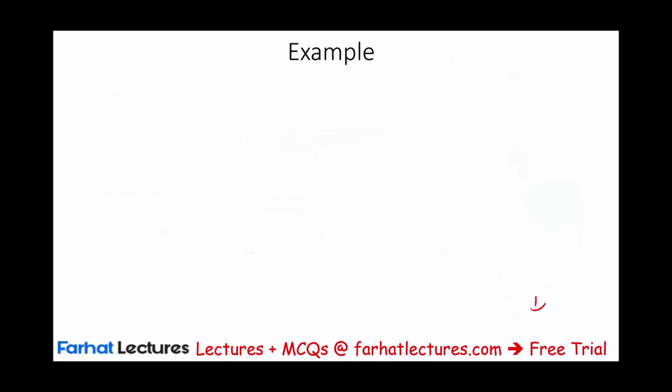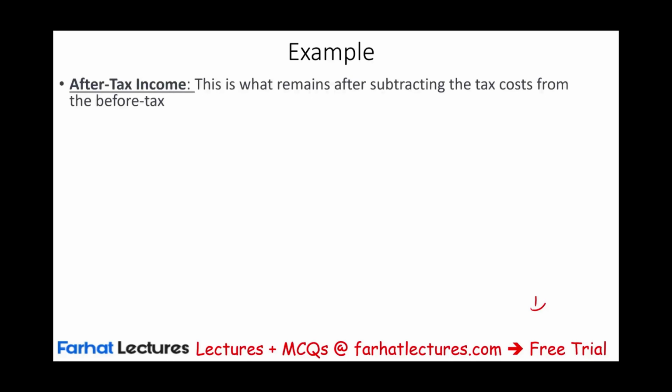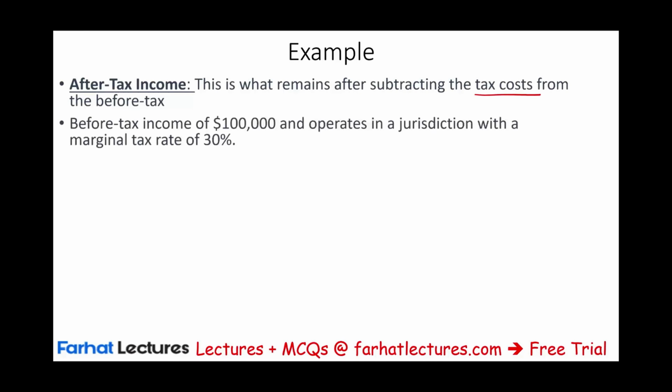Now let's work with some numbers for this to make a little bit more sense. So let's take a look at your after-tax income without factoring the time value of money. So what's after-tax income? This is what remains after subtracting the tax cost from before the tax. Well, let's assume before the tax you have income of $100,000. And you operate in a jurisdiction that will have a marginal tax rate of 30%. Could be 21, 30, it doesn't matter. I'm making the numbers simple.